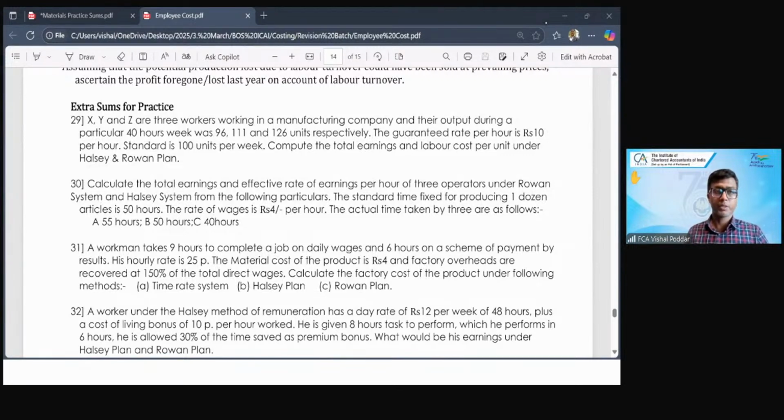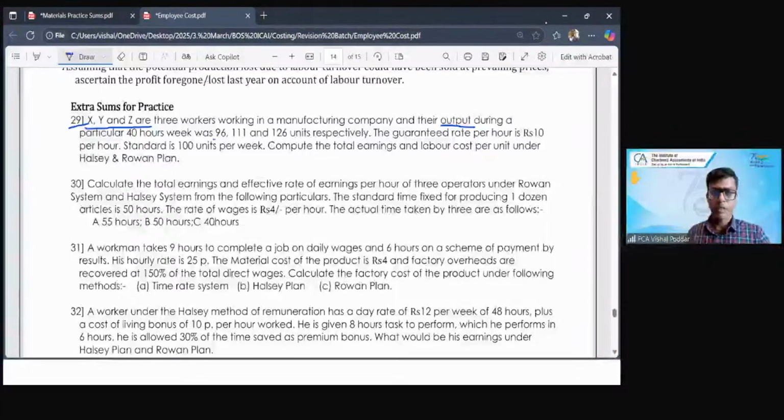Let us start with the first practice question, which is sum number 29. There are three employees, X, Y, Z, who are working in a manufacturing company. Their output details are given. Each one of them is producing this quantity of output, and most important, they have done this in a week of 40 hours. So their actual time is 40 hours. This is what is important, you need to interpret the data correctly. So 40 hours is their actual time, and these quantities are their actual output.